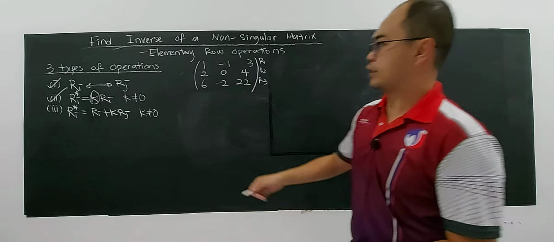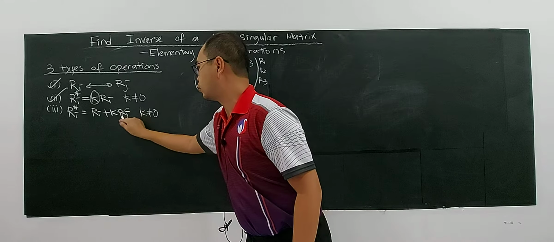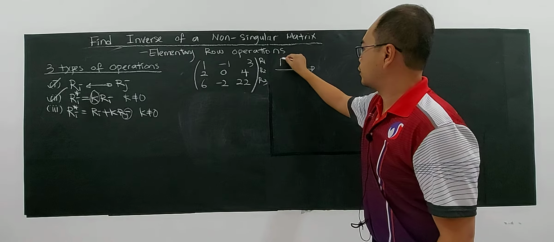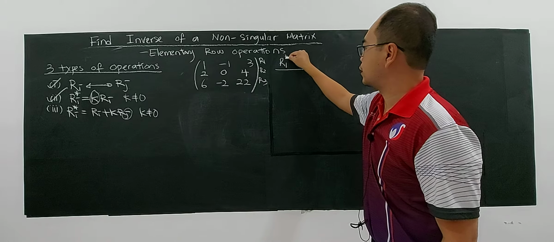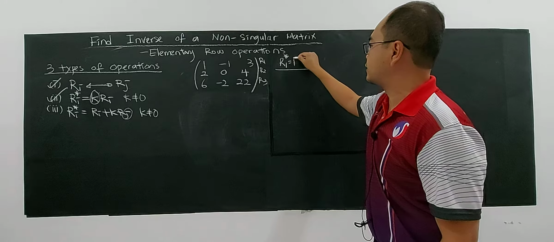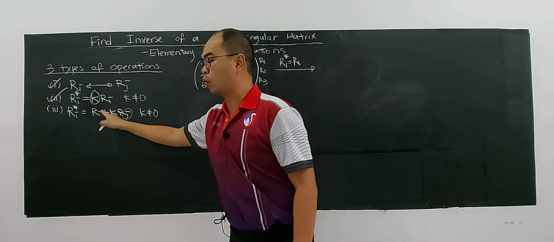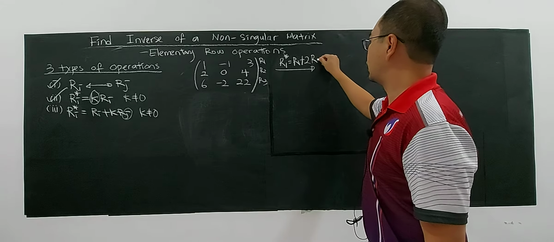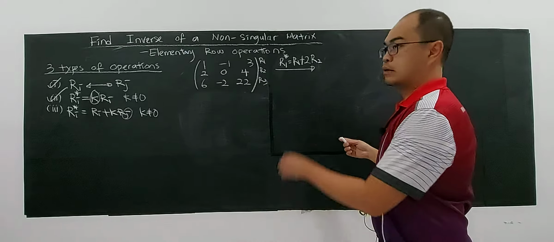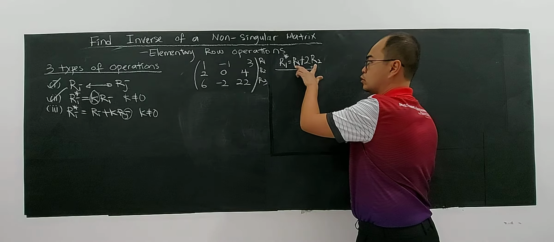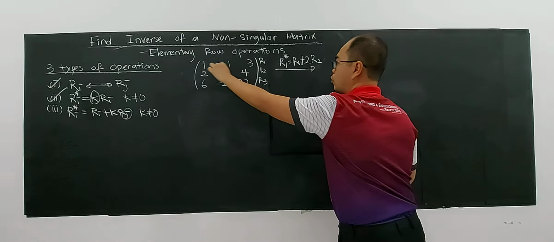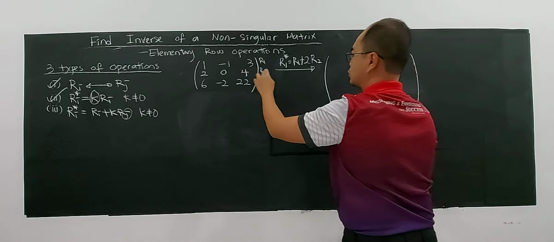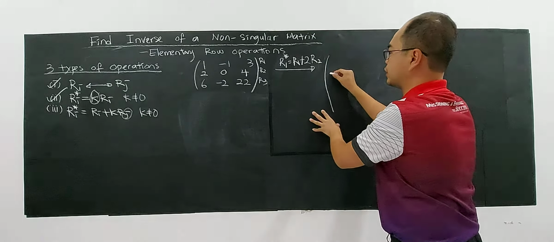Okay, the third operation refers to adding to another row, j. For example, row 1: I modify row 1 by taking row 1 plus 2 times another row, row 2. Now row 1 is modified. So the remaining ones, row 2 and row 3, are not involved in this process.